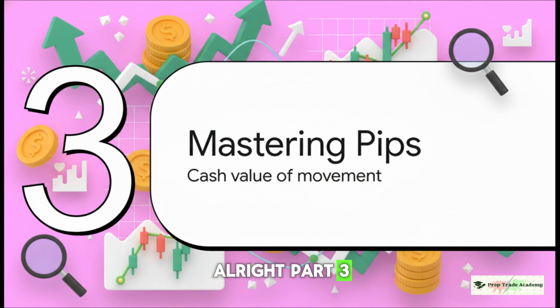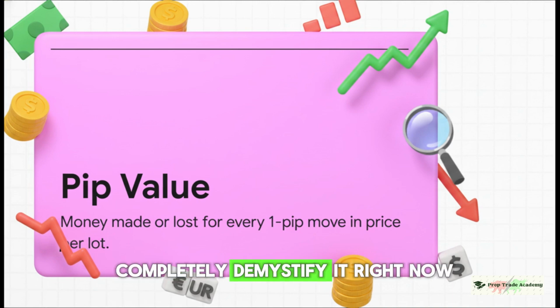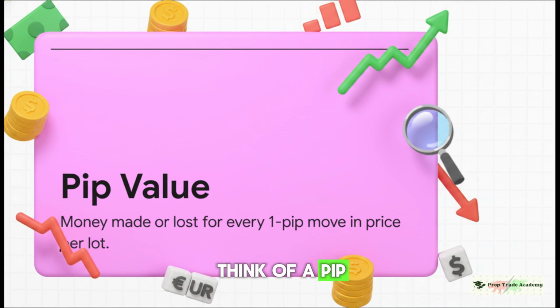All right, part 3, mastering pips and value. We're moving to the fourth and honestly probably the most intimidating input of our formula, the pip value. This is where traders usually get tripped up, but we're going to completely demystify it right now. Think of a pip simply as a single unit of measurement, kind of like an inch on a ruler, but for price. Pip value is literally just how much money you make or lose for every 1 pip tick in price per standard lot. It just represents the actual cash value of market movement.